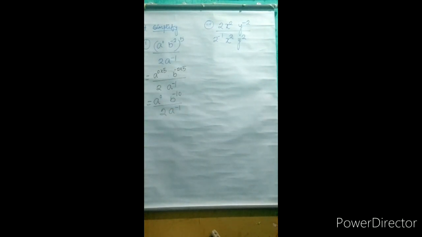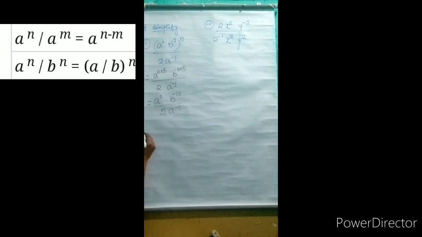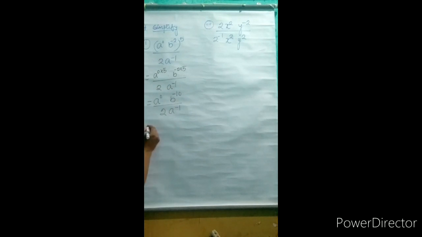Here the power of the numerator is greater, so you can write a raised to power 0 minus 1. In the denominator there is no b power, means variable b is not given, so you can bring it down to make the power positive, b raised to power 10. So it will become a raised to power 1 over 2 b raised to power 10.